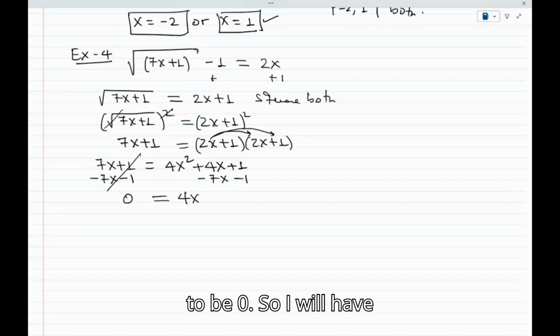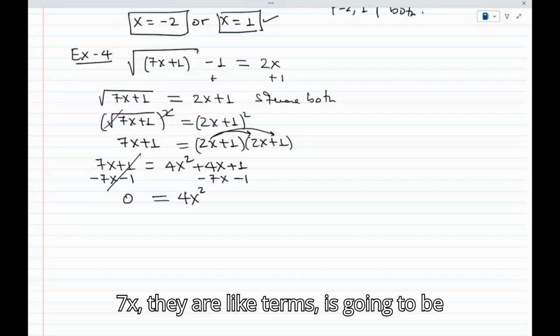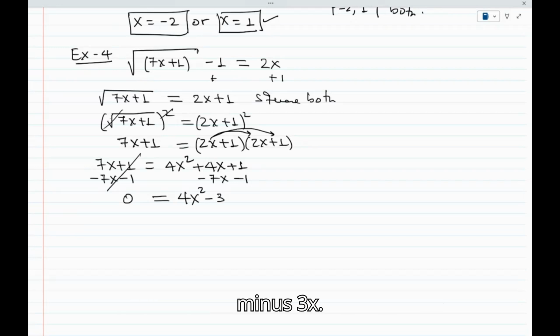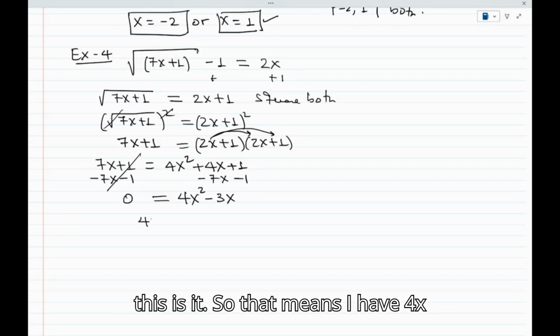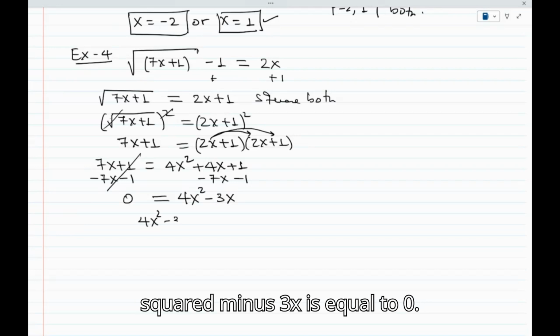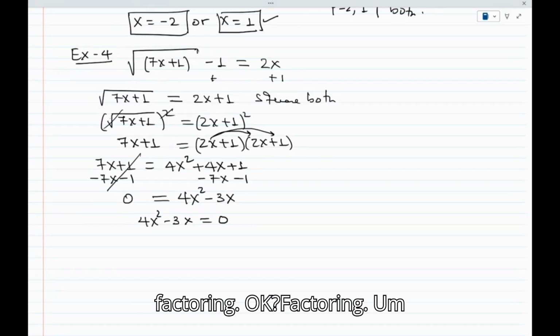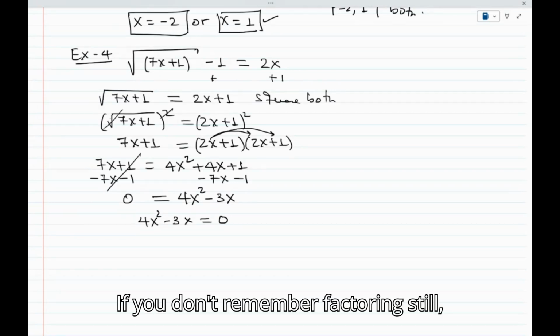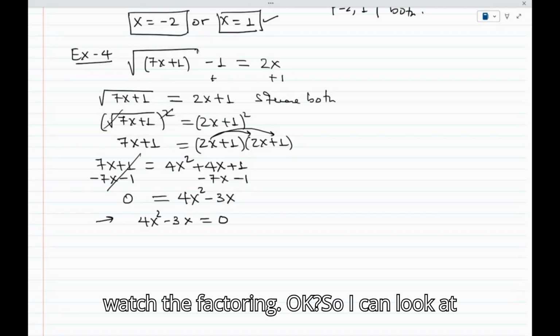So I will have 4x squared. Remember now, 4x minus 7x, they are like terms, is going to be minus 3x. Positive 1 and negative 1, they are 0. So that means I have 4x squared minus 3x is equal to 0. Now you have to remember factoring. If you don't remember factoring, I still recommend you go and watch the factoring video.